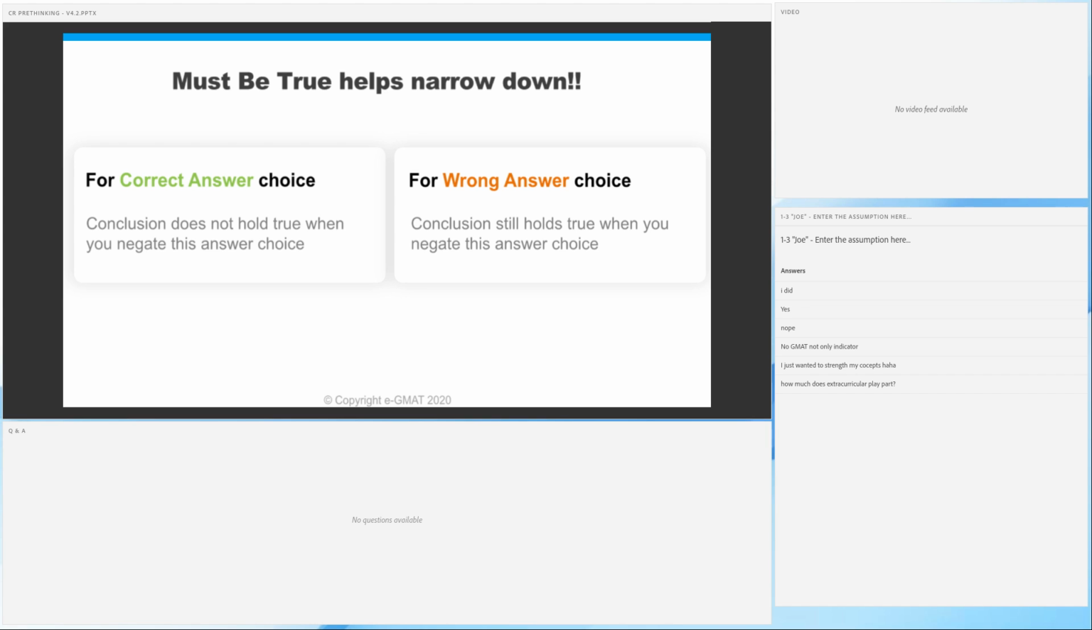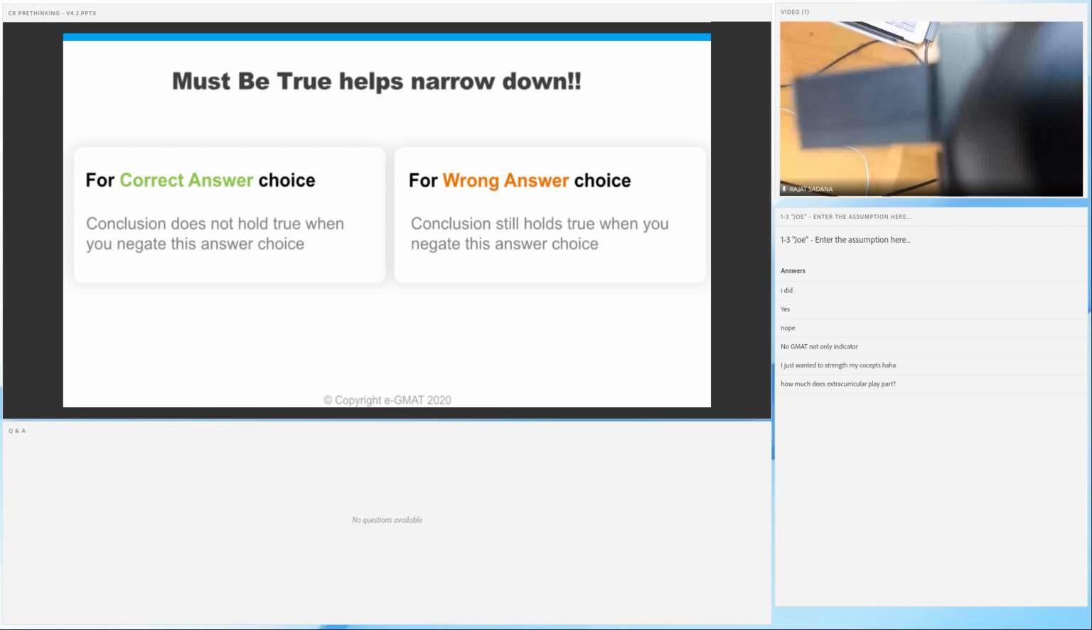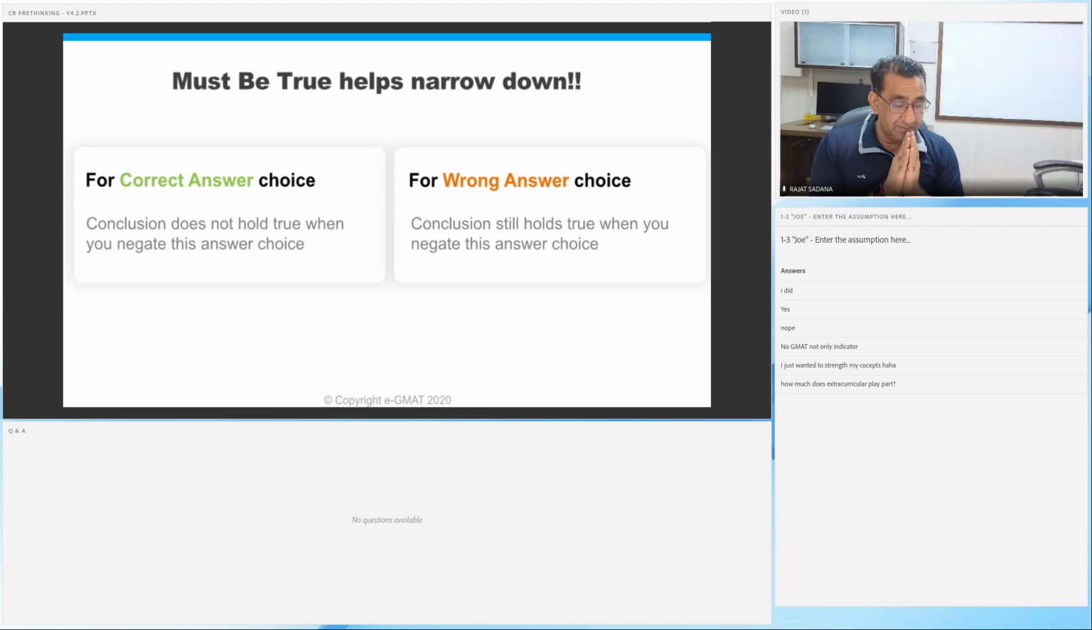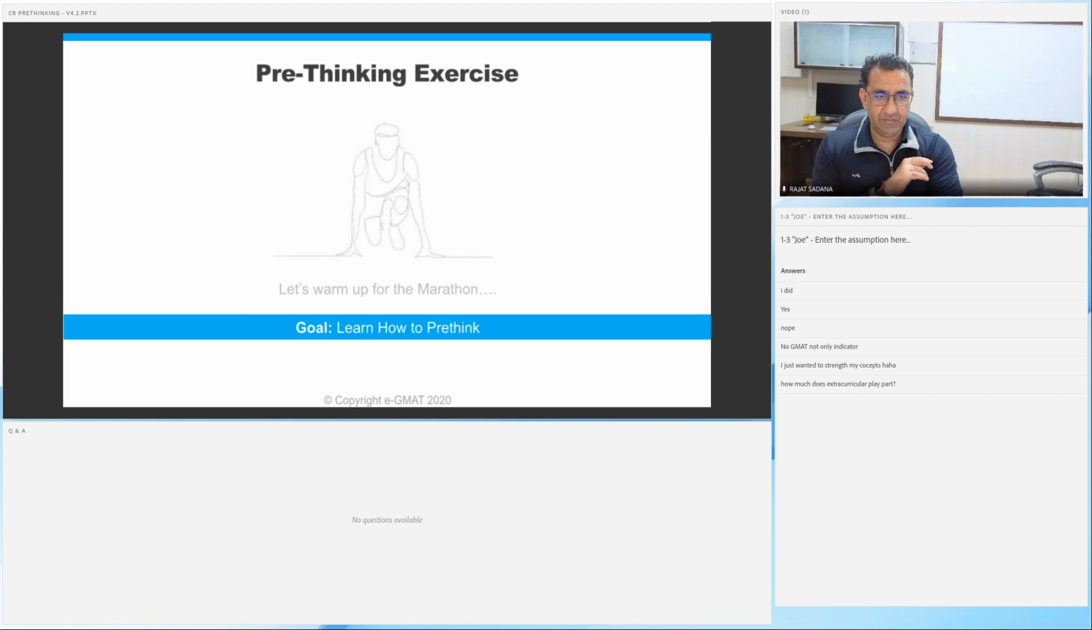Now, must be true really helps you narrow down the correct answer choice. It ensures that the conclusion breaks down when you negate it. For the incorrect answer choice, nothing is going to happen to the conclusion. It's not going to break down at all. So in other words, the correct answer choice is 100% correct. Every other answer choice is 100% incorrect. There are no close answer choices on GMAT CR.